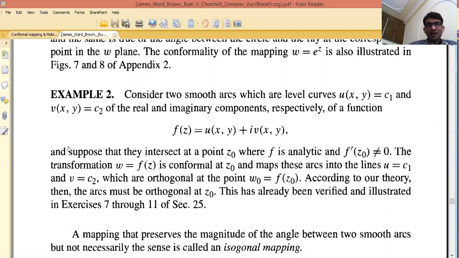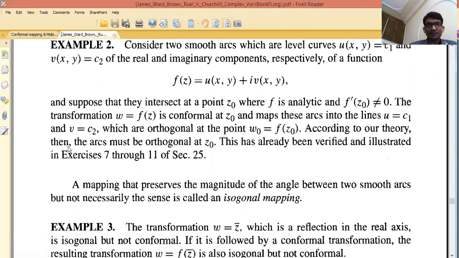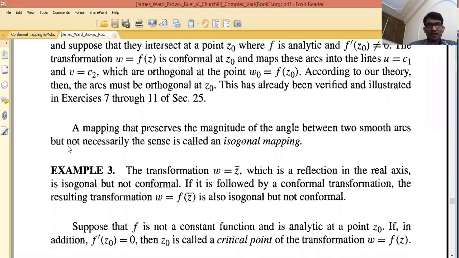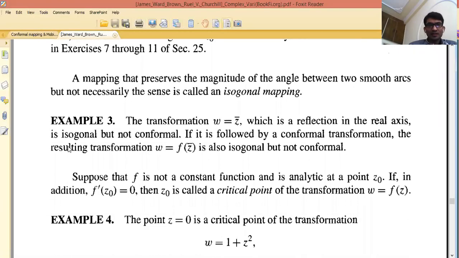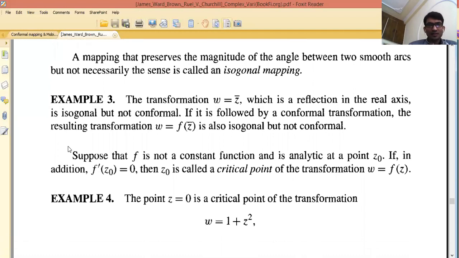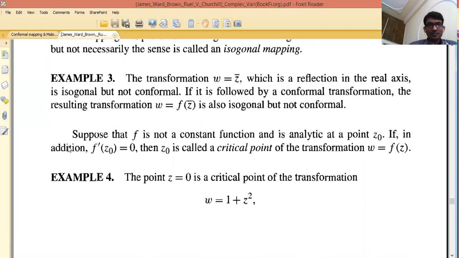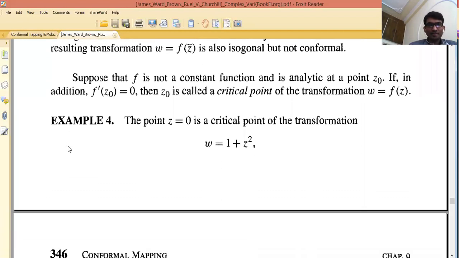Consider two smooth arcs which are level curves, isogonal mapping. And the transformation w equals z bar, a reflection in the real axis, is isogonal but not conformal because it is not analytic.